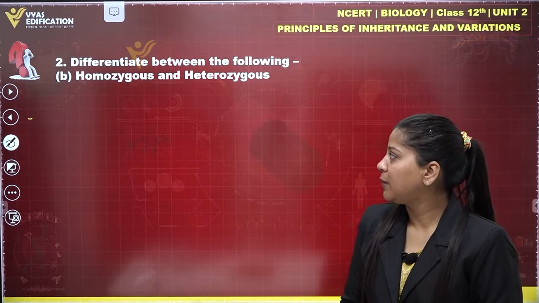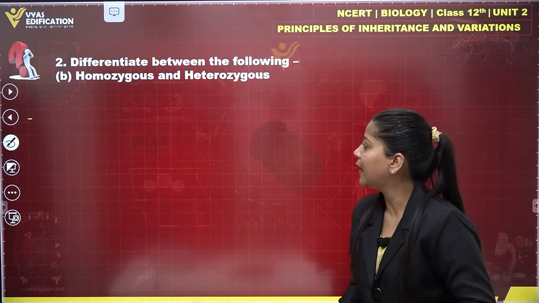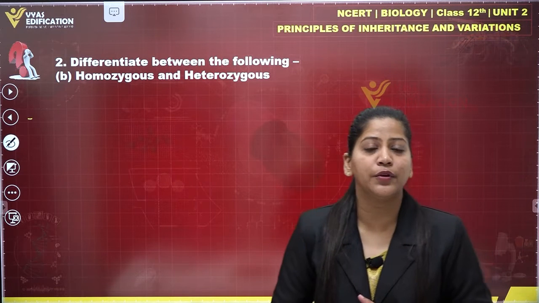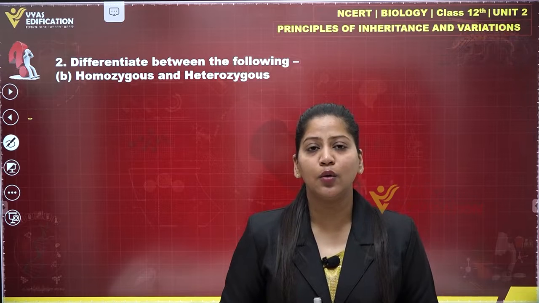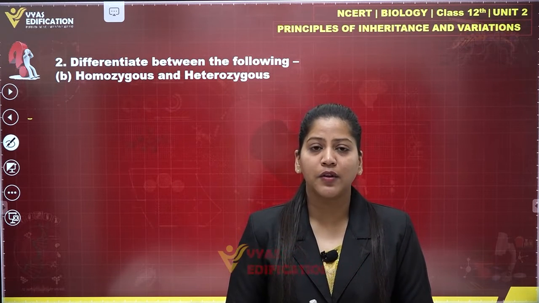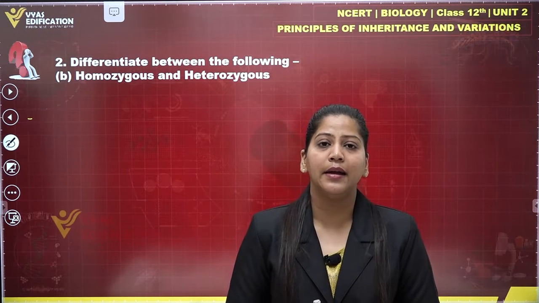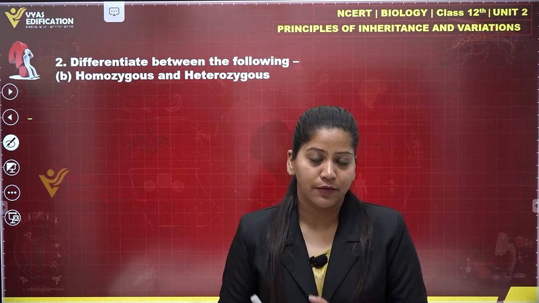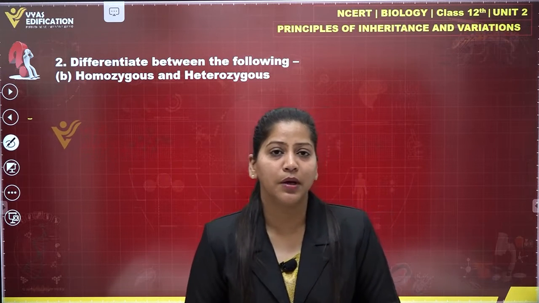So now let's talk about the B part of second question, that is differentiate between homozygous and heterozygous. We have to differentiate between these two terms. First, homozygous is pure for a trait and breeds true.